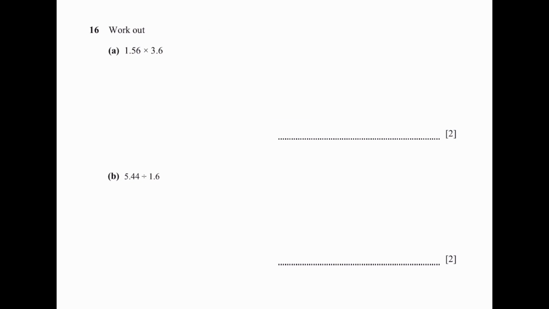Work out A. 1.56 multiplied by 3.6. In 1.56, there are 2 decimal places. In 3.6, there is 1 decimal place. 2 plus 1 equals 3. So 3 decimal places in the answer. Now ignore the decimal points. 156 into 36. 6 sixes are 36. 3 carry over. 5 sixes will be 30, 33.